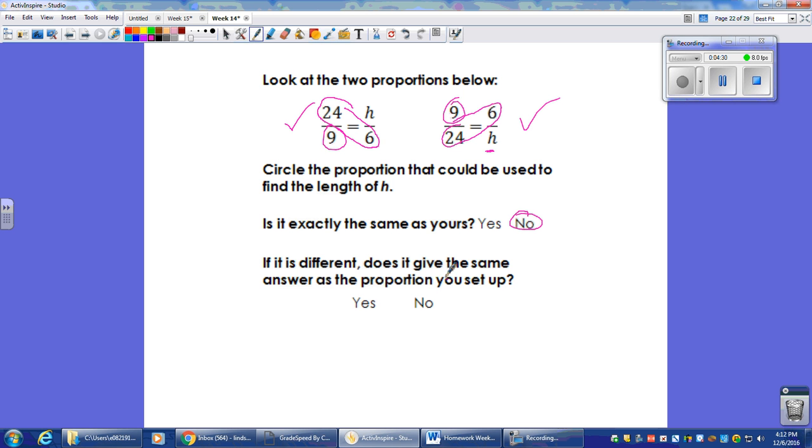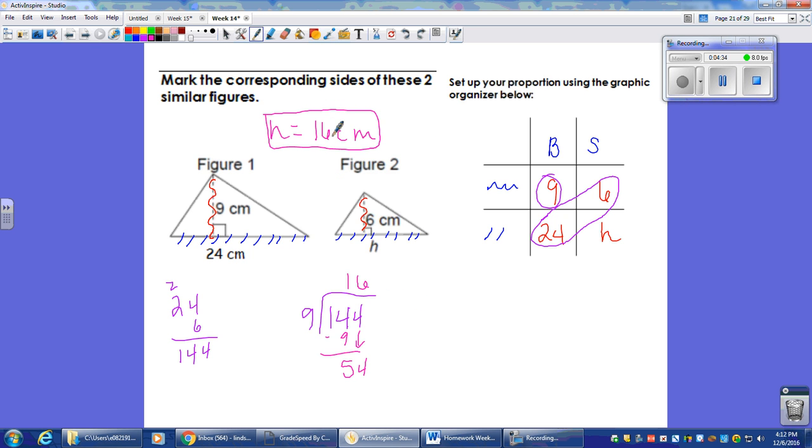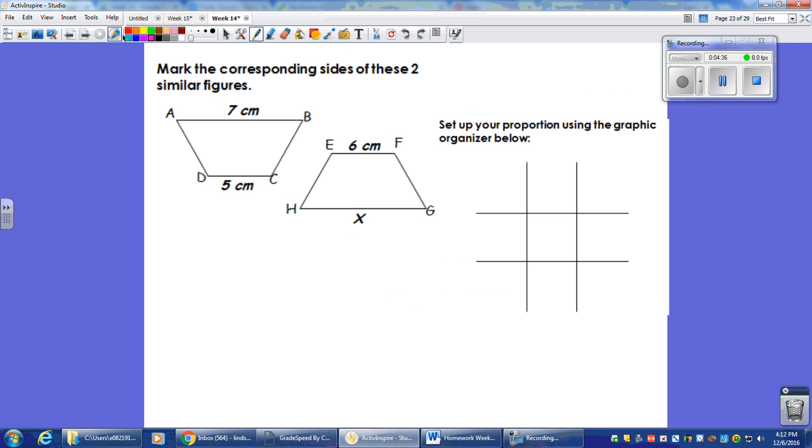And that would be yes. It would still give us the answer of 16. Okay, so this next one, we need to mark the corresponding sides. Now this is different than the other two in the fact that this shape is upside down. Okay, so if we need, you can turn your head.